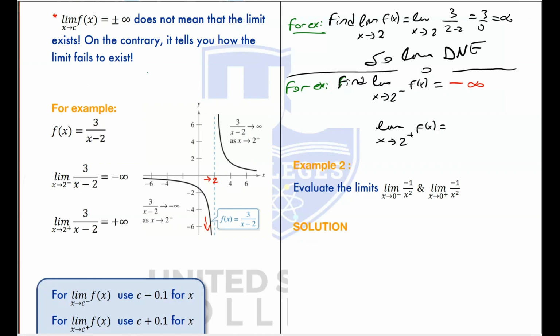Similarly, check the right-sided limit. When you approach 2 from the right, what is your graph doing? There's no graph below on the right side of 2, but there's a graph above on the right side of 2, which is going up unbounded towards positive infinity. So the right part of this graph is going up unbounded towards positive infinity. So the answer to this question is positive infinity.